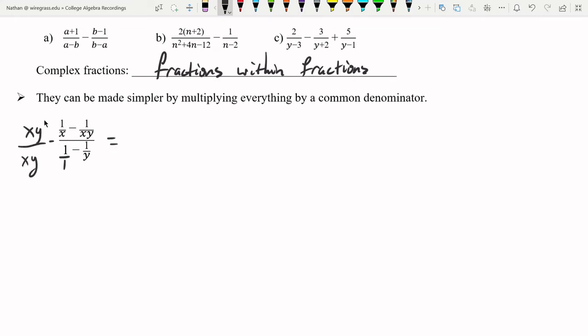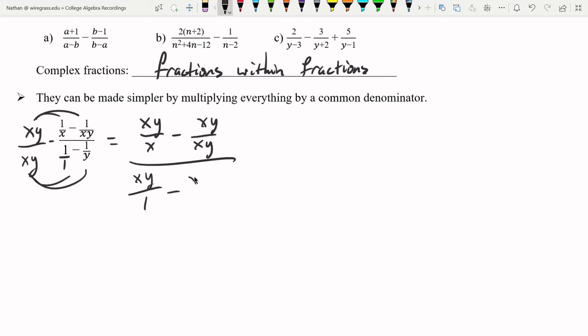then this is going to become, on top, we're going to distribute the xy, on bottom as well. On top, xy over x, xy over xy. On bottom, we have xy over 1, and then xy over y. And here you must note what the denominator cannot equal. So of course, x cannot equal 0 and y cannot equal 0. X times y cannot equal 0. Well, that's just the same thing as x not equal 0 and y not equal 0.